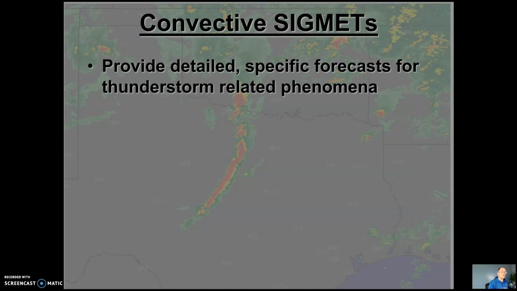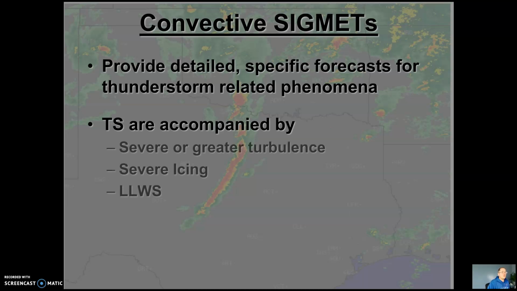And so we conclude the semester with convective SIGMETs. Convective SIGMETs: detailed, specific forecasts for phenomena related to thunderstorms. And so remember, thunderstorms are going to be accompanied by severe or even worse turbulence, severe icing, low-level wind shear. And so as we've brought up throughout the semester, we're not going to issue products explicitly for turbulence when it's only being driven by thunderstorms. But we're also going to understand that thunderstorms are capable of producing all of this type of phenomenon. And so in some ways are some of the most dangerous phenomena that are out there for aviation.